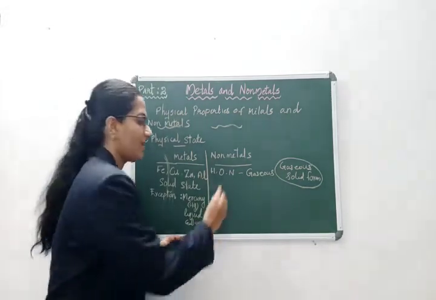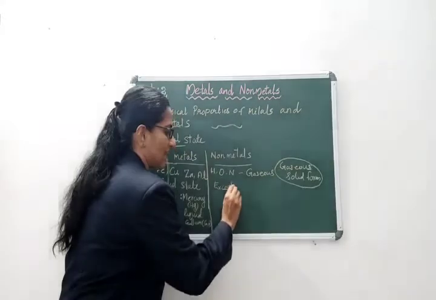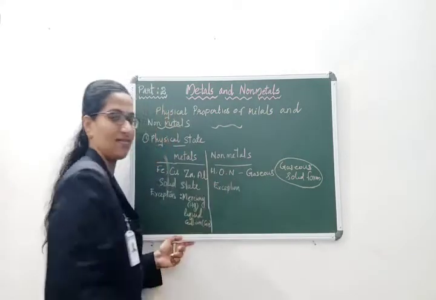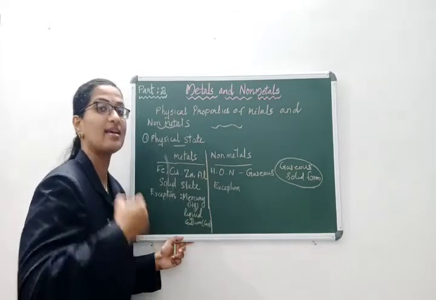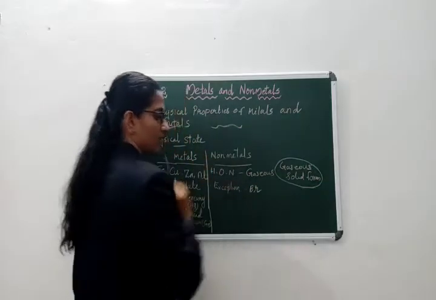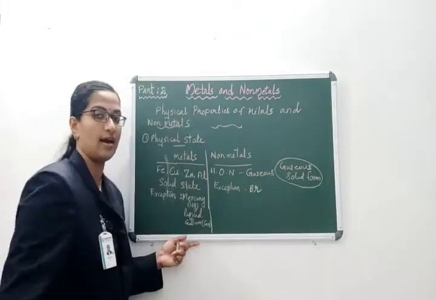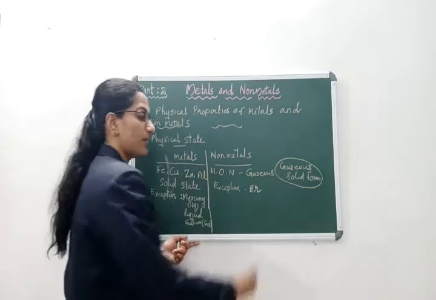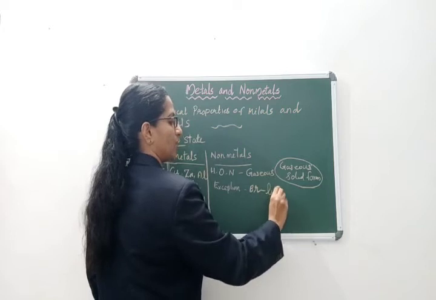But children, here also there are some exceptions. What is the exception? Is any non-metal present in the liquid form? Yes. Here you can see bromine. The symbol of bromine is Br, capital B and small letter r. Bromine exists at room temperature in liquid form.